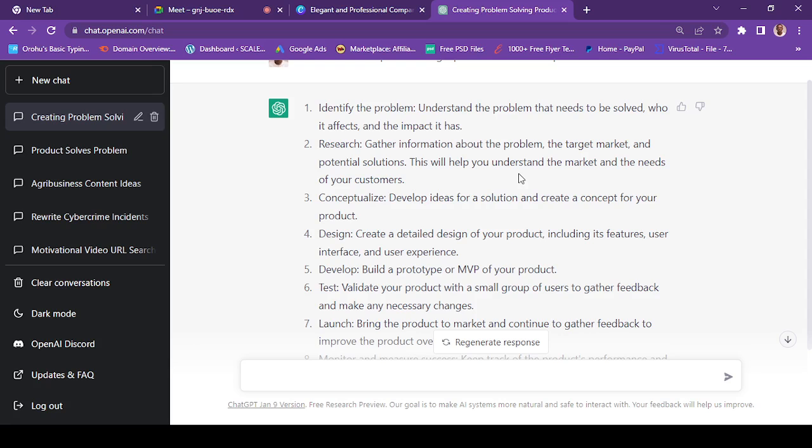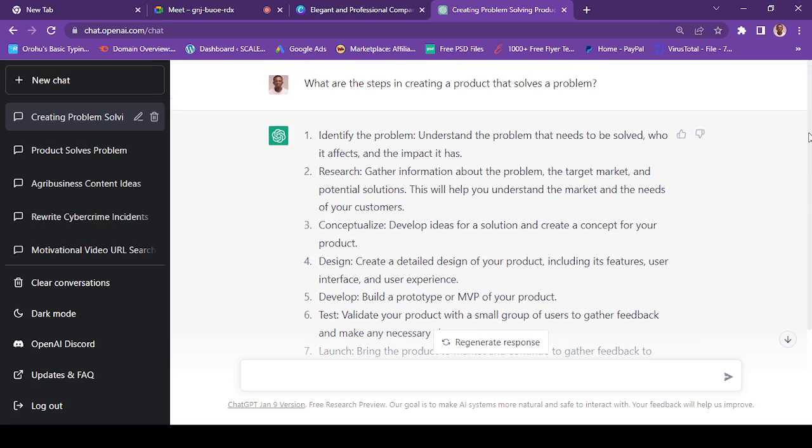Okay, look at the question I asked once again. What are the steps in creating a product that solves a problem? And look at the answers the AI gave. First, identify the problem: understand the problem that needs to be solved, who it affects, and the impact it has. I made mention of this earlier. You need to know what the challenge is. You need to know what the problem is in order to provide a solution to it. And in knowing what the problem is, research comes into place.